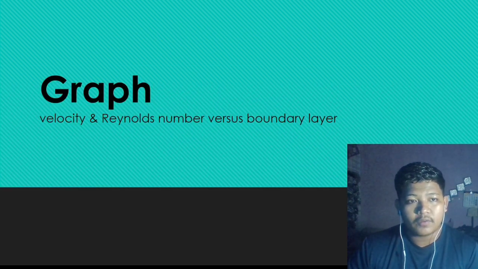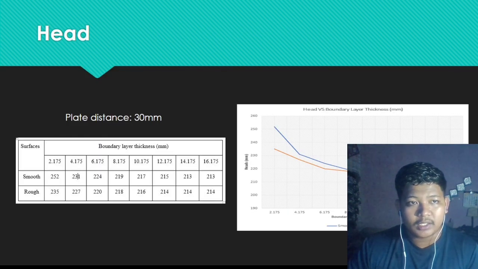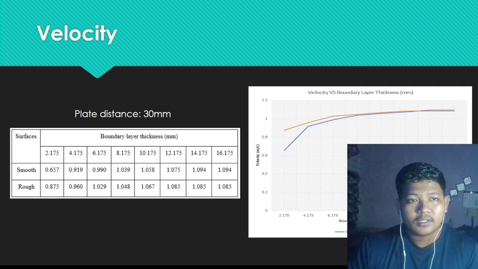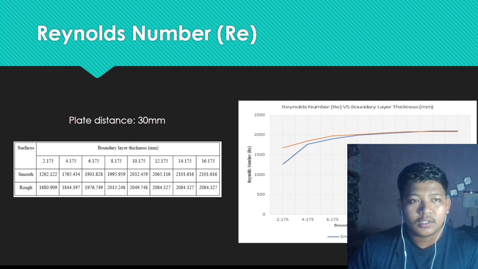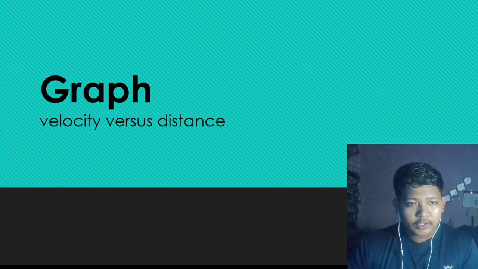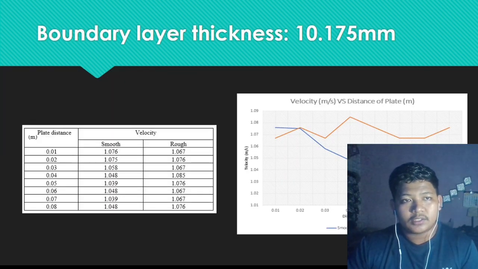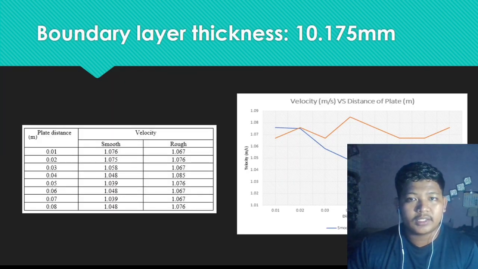For the graph, velocity and Reynolds number versus boundary layer. This is the head, for both smooth and rough surfaces. This is the velocity graph, where the blue line is the smooth surface and the orange line is the rough surface. And then this is the Reynolds number graph. So the graph of velocity versus distance. The boundary layer thickness given is 10.1175 millimeters, and then this is the graph.